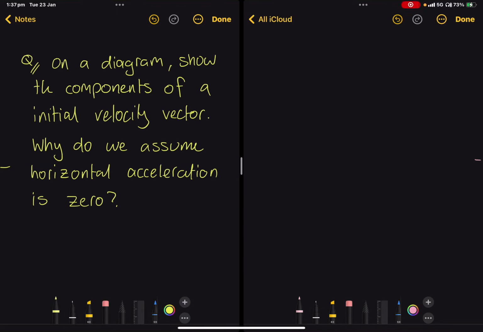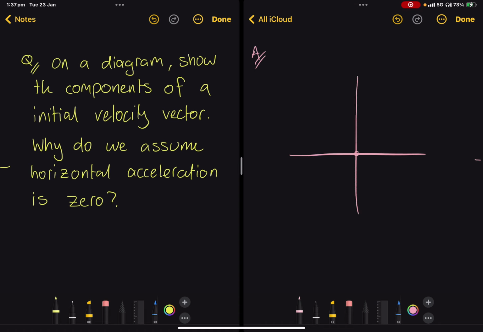So now we're going to have a look at a question from advanced mechanics. The question says, on a diagram, show the components of an initial velocity vector. Why do we assume horizontal acceleration is 0? All right, so let's draw over here on our answer page what a diagram looks like.